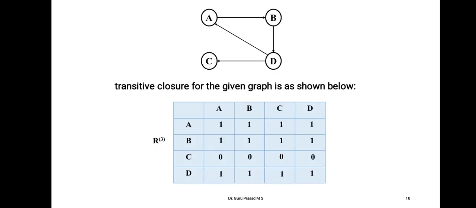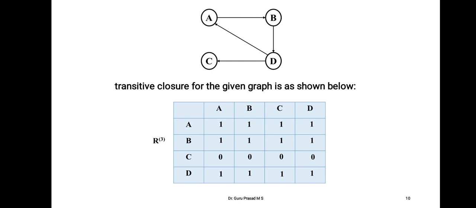Okay, this is the given graph. The transitive closure for the given graph is as shown below. In the matrix, wherever you have the value 1, it indicates we can reach that vertex. For example, A to A is 1. We can reach A by traversing A to B, B to D, D to A.